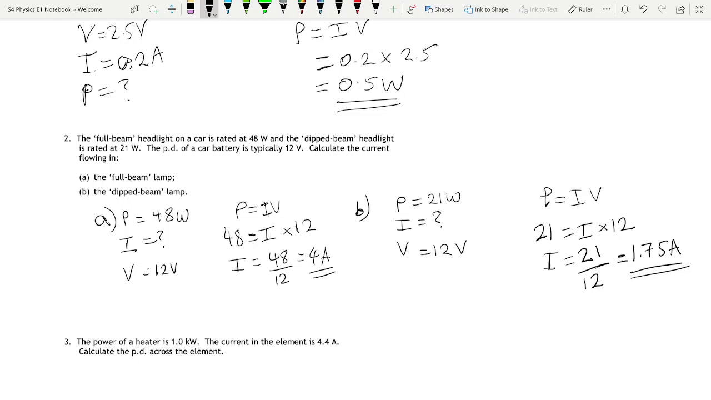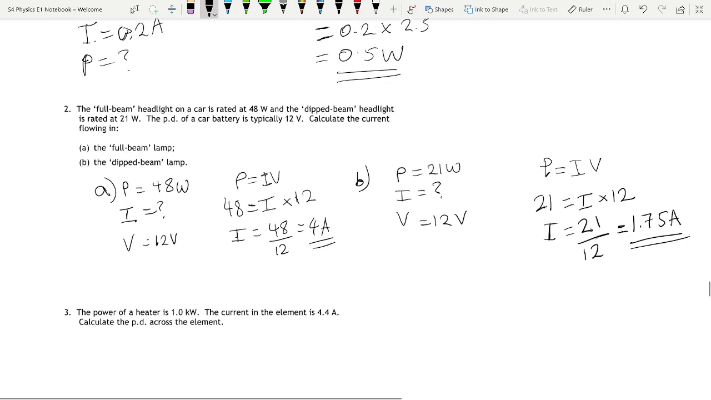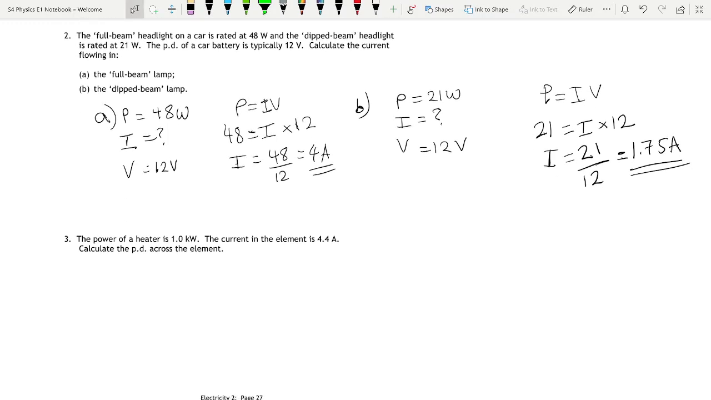Okay, just getting into the exam way of writing things down: equation, numbers, answer with a unit. Okay, number 3, the power of a heater is 1 kilowatt. The current in the element is 4.4 amps. Calculate the potential difference across the element. So again, have a think about that one before I go through it. What's your unit?